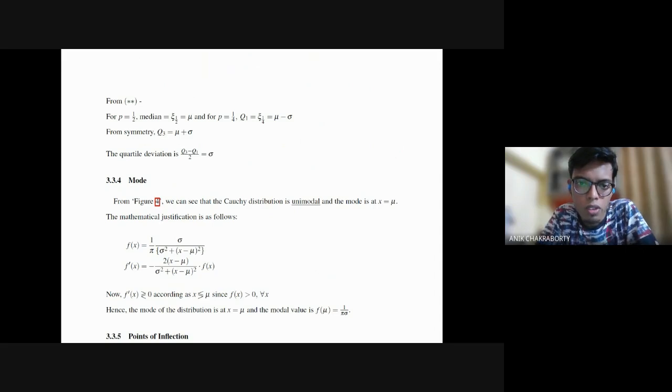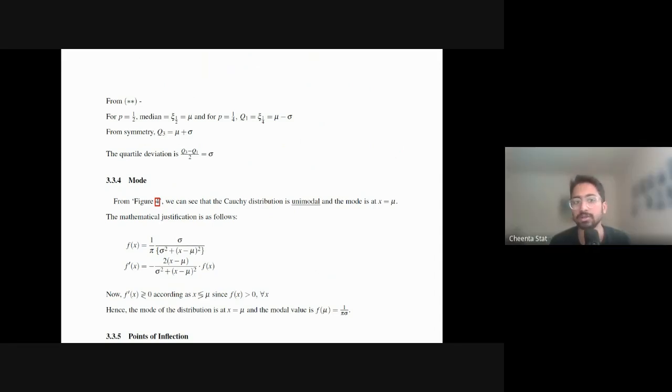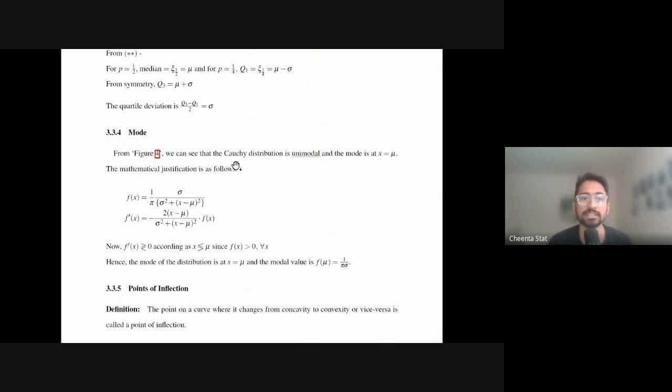If you remember, in descriptive statistics, Q3 minus Q1, the interquartile range, was a dispersion metric apart from the range. Q3 minus Q1 divided by 2 also gives an idea about the dispersion of the whole distribution. So that's an interesting point to note, in this case for Cauchy.